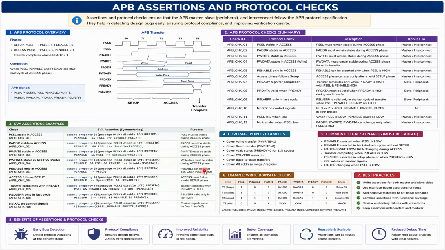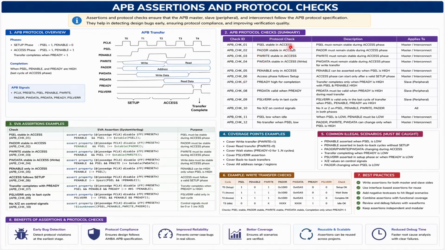So these are also assertions related to the APB protocol. What phases are there: the transfer, setup phase, access phase, how we are transferring data, and then completion. So different signals we are using. These are the transfer signals we know already, right? And then APB protocol checks, what we are checking.